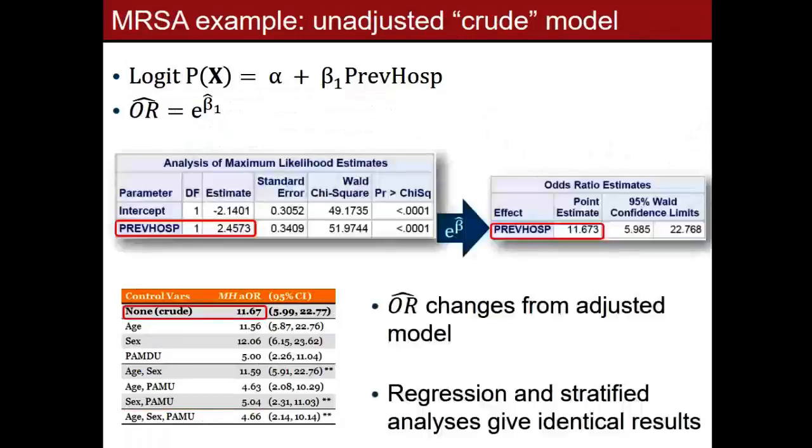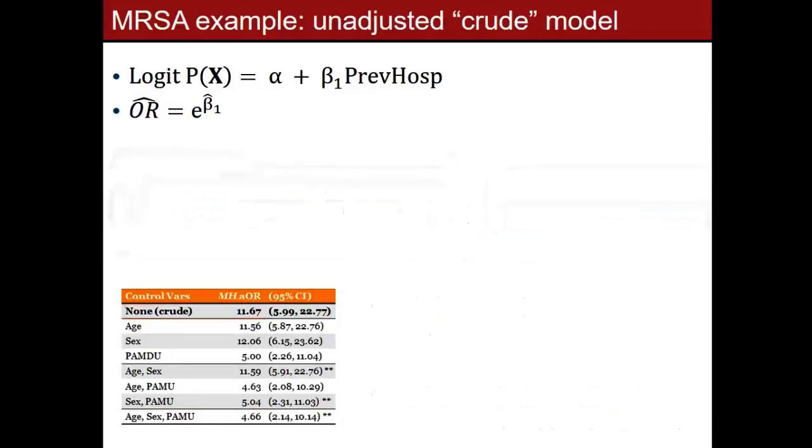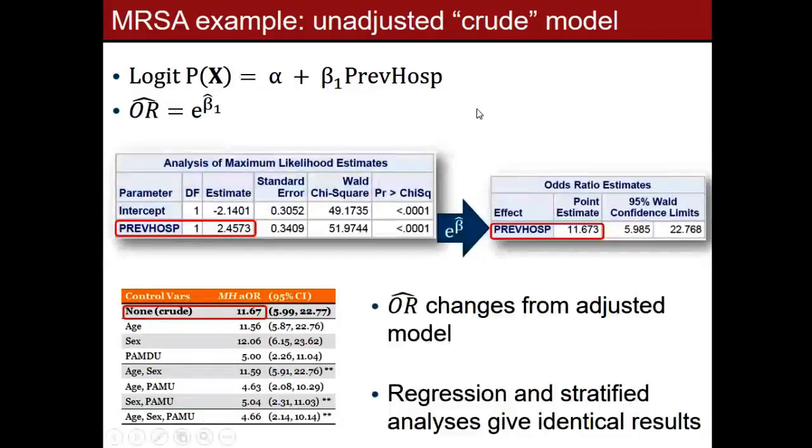So again, if you did this with no other adjustment for anything else, if you just fit this really simplistic model, alpha plus beta 1 previous hospitalization, then they're exactly the same, because there is no other stuff to adjust for. There's only one 2x2 table, if you did a stratified analysis analog of this, it's just the 2x2 table of previous hospitalization by MRSA. And so this is exactly the same as a 2x2 table analysis.